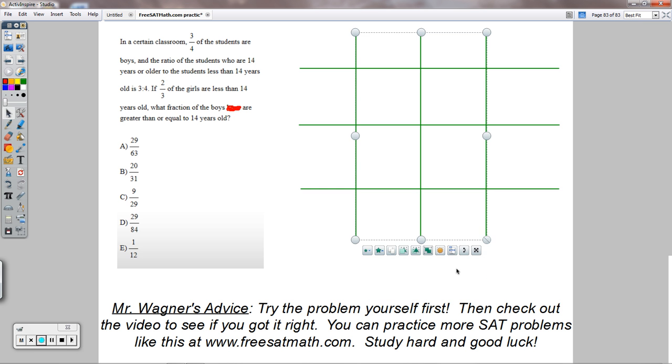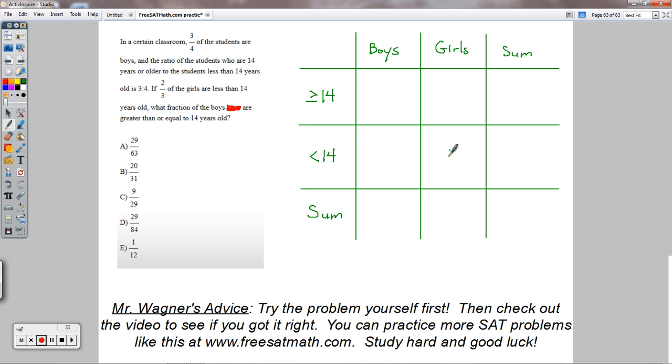That should be better. Okay, so let's put our labels in here. Let's go with boys, since that's what it's starting out with, telling us 3/4 are boys. We'll go boys, and then the girls, and then the sum over here. And 14 years or older, so greater than or equal to 14 will be this row, less than 14 in this row, and the sum in that row.